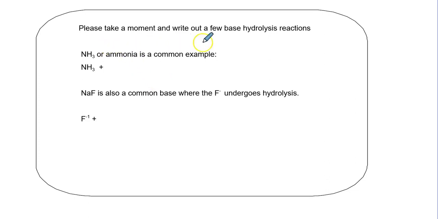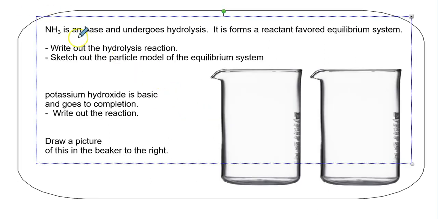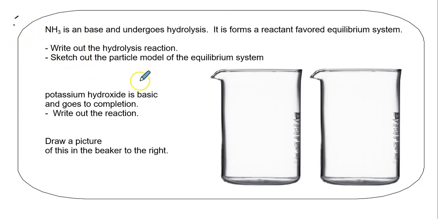All right, so let's take a moment and write out this guy. Ammonia plus H2O yields NH4 plus OH negative. This is F negative plus H2O yields HF plus OH negative. All right, ammonia. Again, very common, so we'll do it again. Now, ammonia is something that is very much an equilibrium system. So it's not going to go to completion.